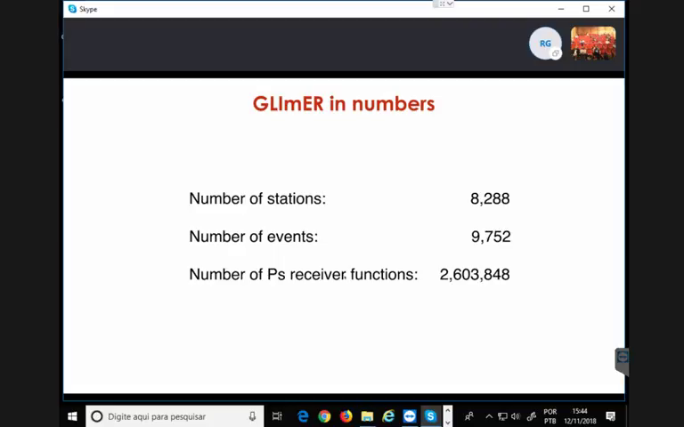So, the database right now in numbers. The number of stations that you saw in the previous image is slightly more than 8,000 stations that have recorded over the last 30 years a total of about 10,000 events, and that have generated 2,600,000 receiver functions, and these are both radial and transverse receiver functions.